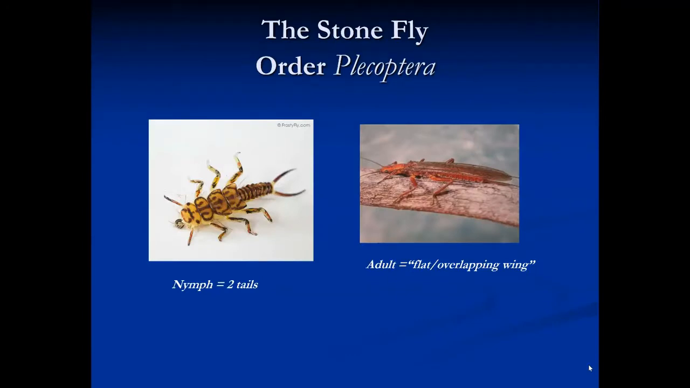Now, the next crew, the stoneflies, those are also really fascinating. You'll notice there is the letter T in stonefly, and most stonefly babies are nymphs, and they have 2 tails. And when they emerge, they become the adult stonefly, which have the flat wing.